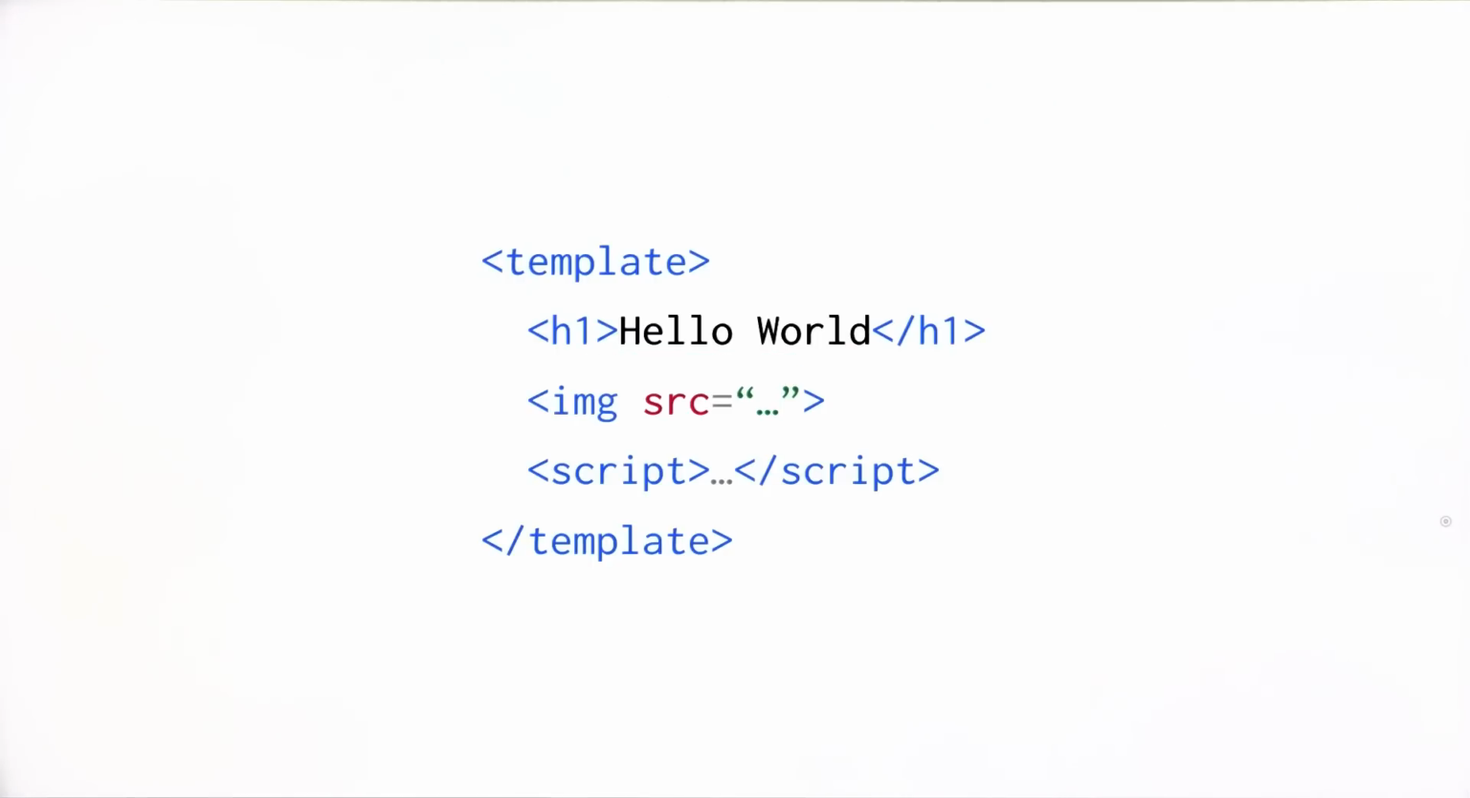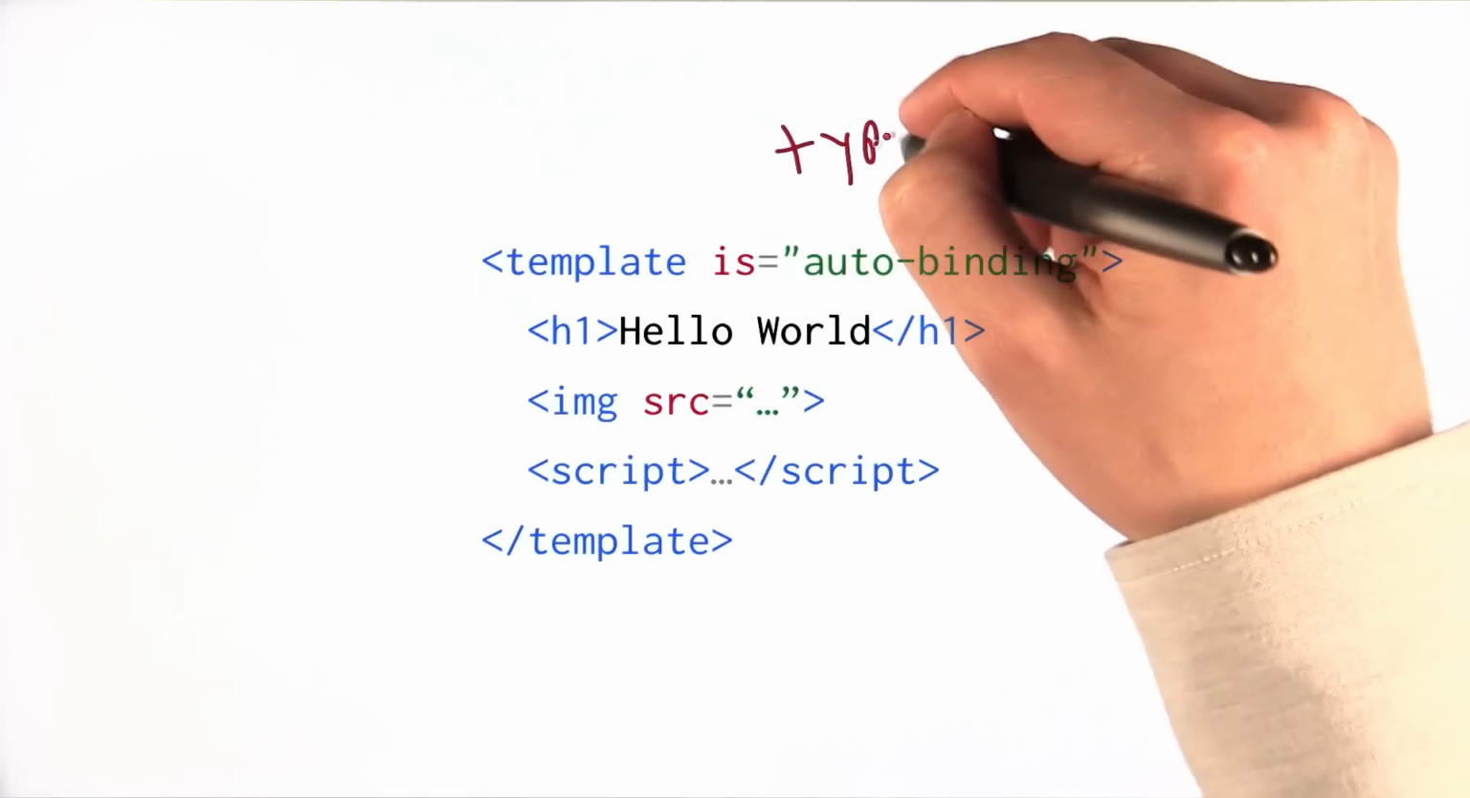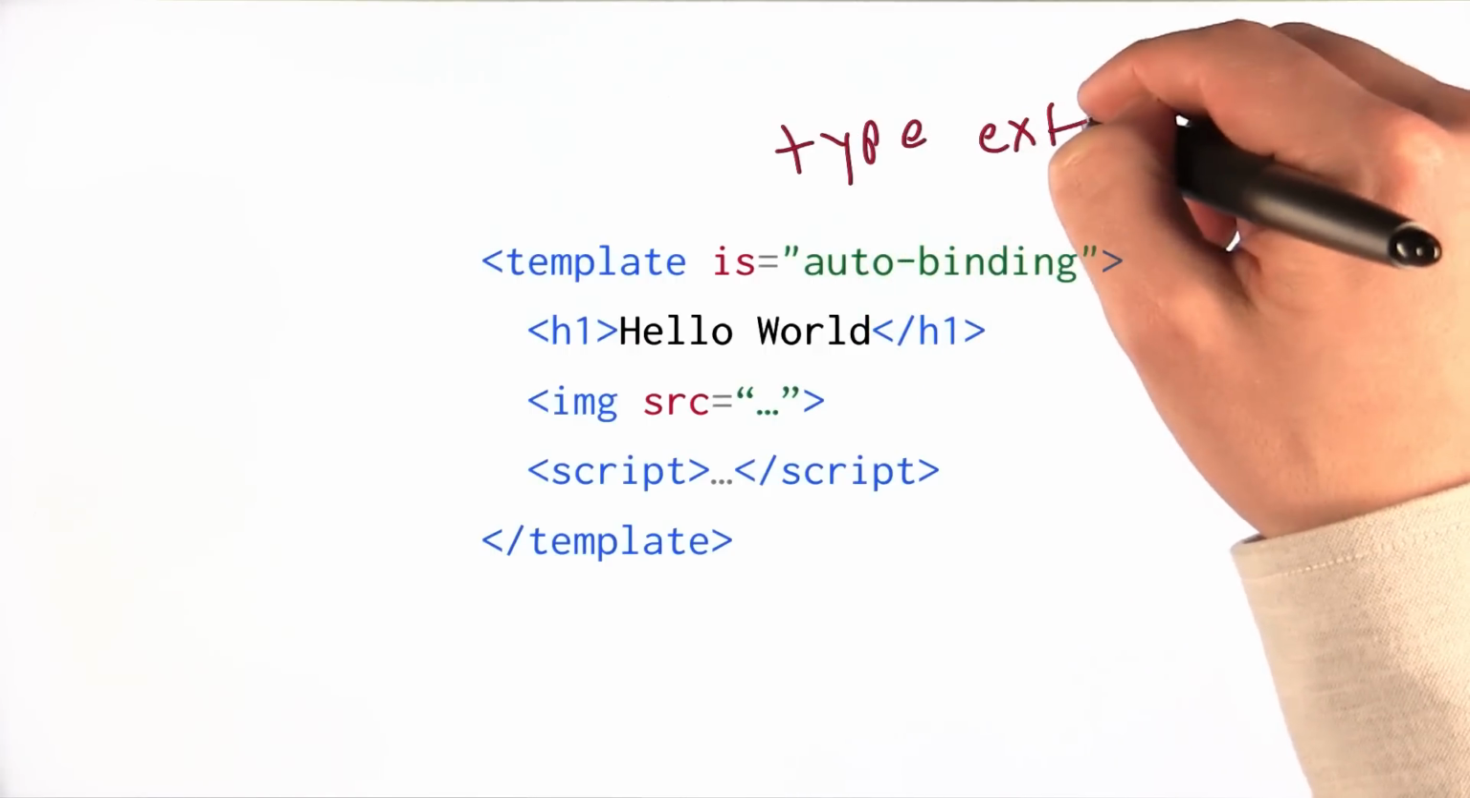Now, normally, if you want to actually display that content, as I said, you're going to have to use some JavaScript to get all the guts onto the page. But if you're using Polymer, you can actually add an attribute to your template. You can say that your template is auto-binding. And what that's going to do is it's going to turn your template into what's known as a type extension custom element.